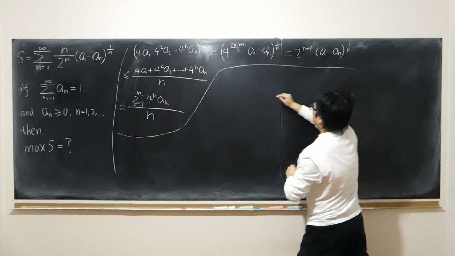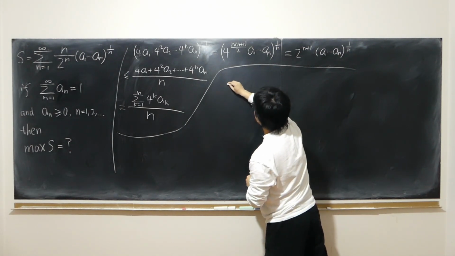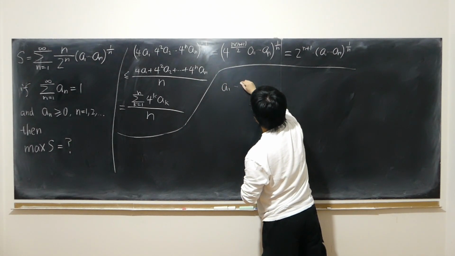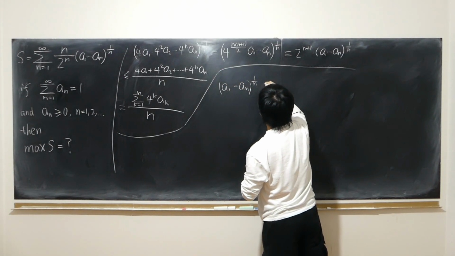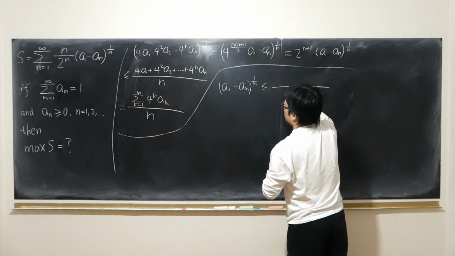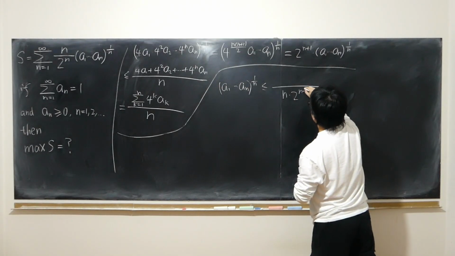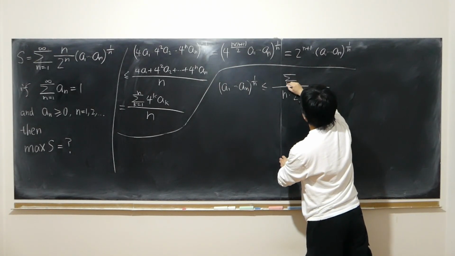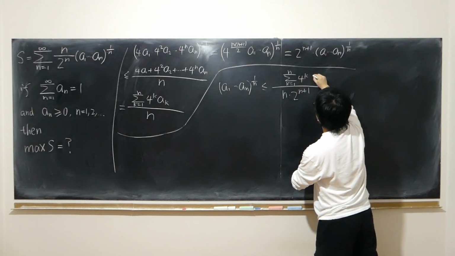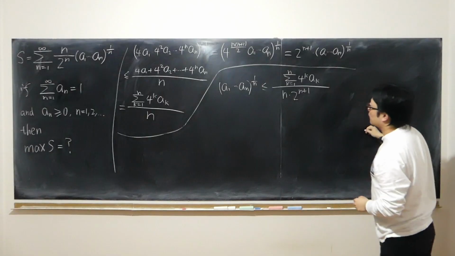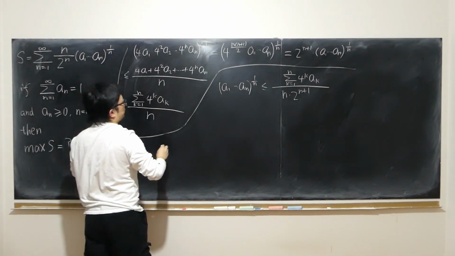Right? If we divide this term over to here, then we have a1 times all the way to an to the power of 1 over n less than or equal to, n times 2 to the power of n plus 1, sum k from 1 to n of 4 to the power of k, ak. And to satisfy this term, we multiply both sides by this term.